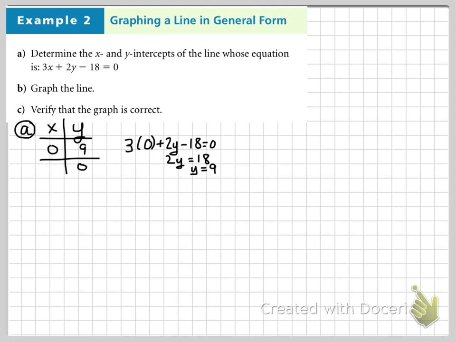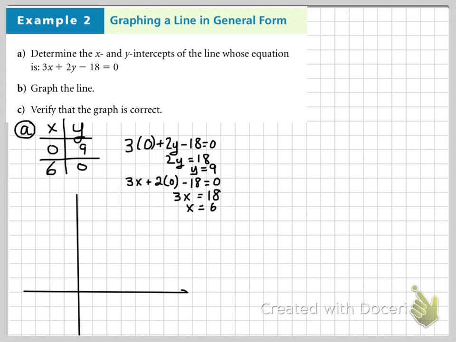Now I'm going to do the same with the y. So I'm going to have 3x plus 2 times 0 minus 18 is 0. I'm going to end up with 3x is equal to 18, and divide both sides by 3, x will equal 6. So there's my x and y intercepts. Now to graph this, I'll just draw a plane, plot the point 0, 9, plot the point 6, 0, and draw a line through those 2 points, and you've got your graph.